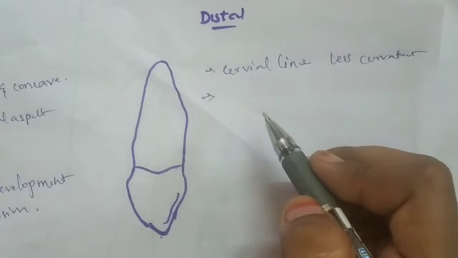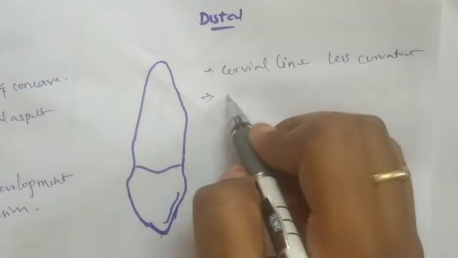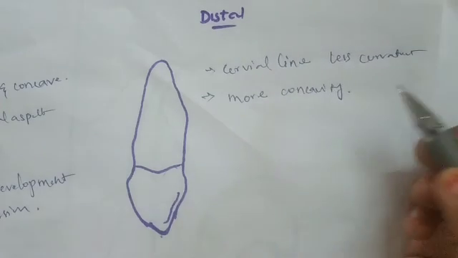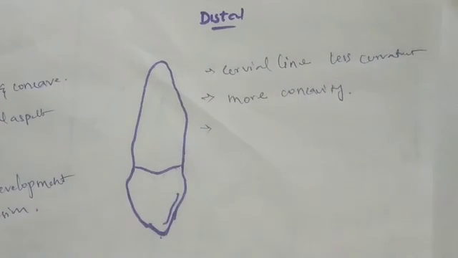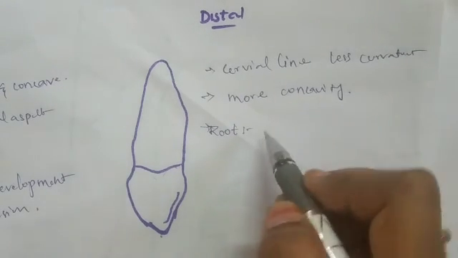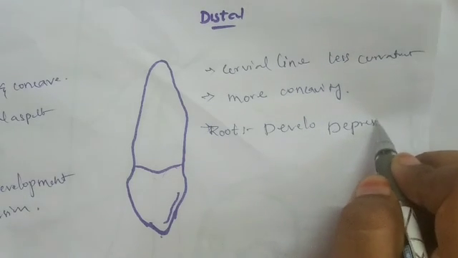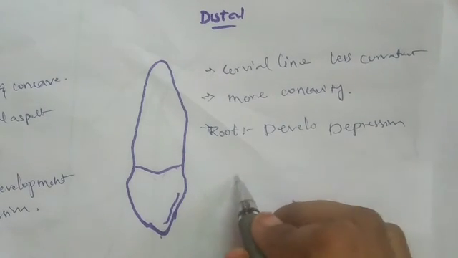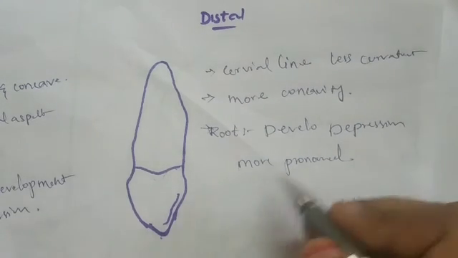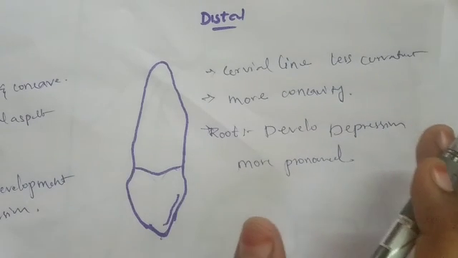And next, the surface has more concavities compared to the mesial aspect. These are the differences on the crown. Coming to the root, it is also the same, but a little difference is that the developmental depression on the root is more pronounced. So compared to the mesial aspect, the distal surface has these differences, and everything else is almost the same.